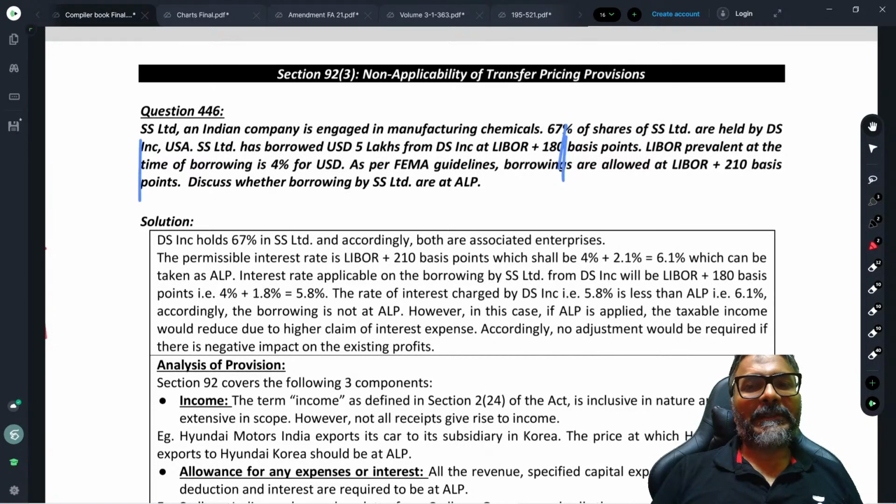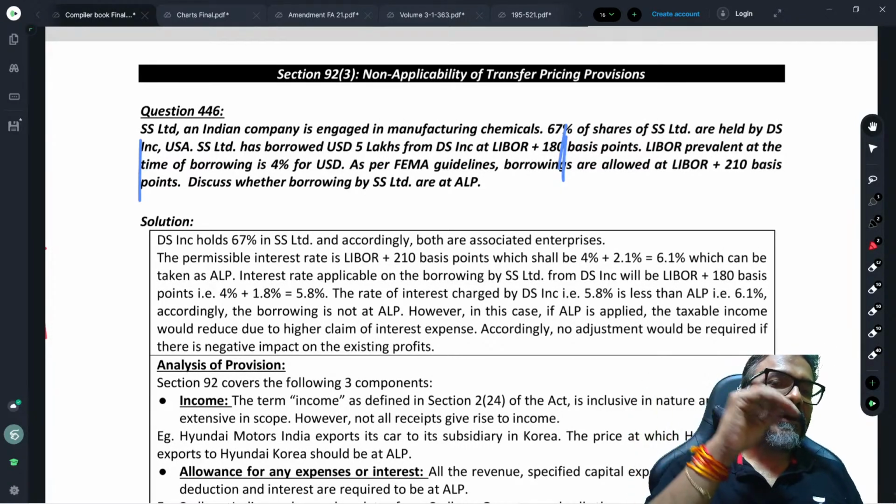Thereafter, if you all will see in this regard. So here, students, 67% of shares of SS Limited are held by DS Inc. USA. SS Limited has borrowed $5 lakhs from DS Inc. at LIBOR plus 180 basis points. Can you see that herein? So here the borrowing is at LIBOR plus 180 basis points. So that is the borrowing.